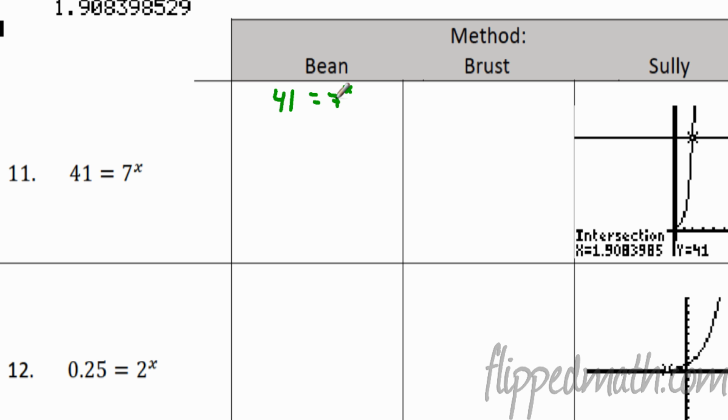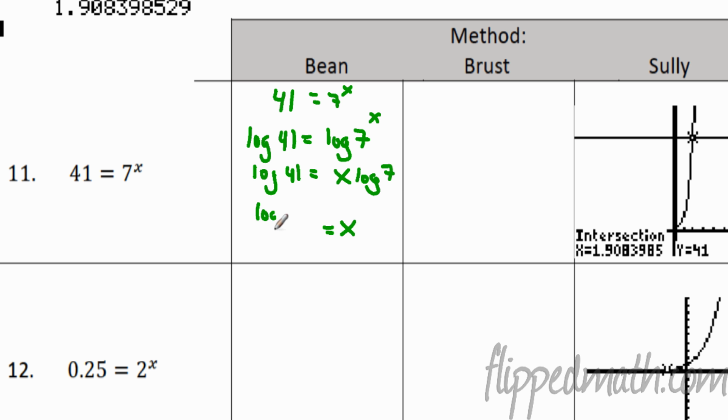So to take the log of both sides means that's going to keep it equal. So we're going to have the log of 41 is going to equal the log of 7 to the x power. Remember that x can come down front. So the log of 41 equals x times the log of 7. All right, now we can divide both sides by the log of 7, and so x is going to equal the log of 41 divided by the log of 7, and that's going to give you your answer, which up here you can see is 1.908. All right, so that's Bean's way of doing it.